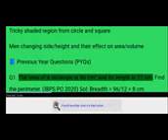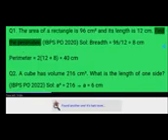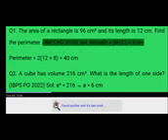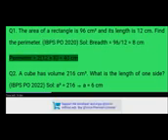Q1. The area of a rectangle is 96 square centimeters and its length is 12 centimeters. Find the perimeter. IBPS PO 2020. Solution: Breadth equals 96 over 12 equals 8 centimeters. Perimeter equals 2(12 plus 8) equals 40 centimeters.